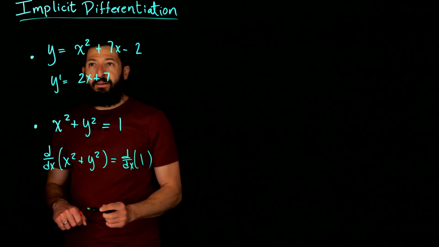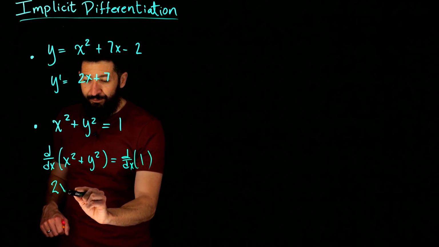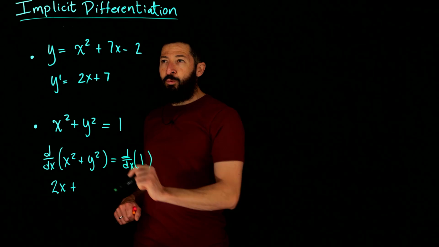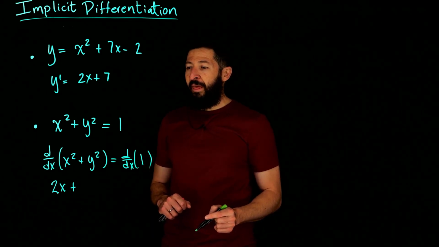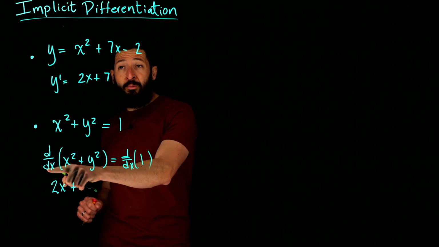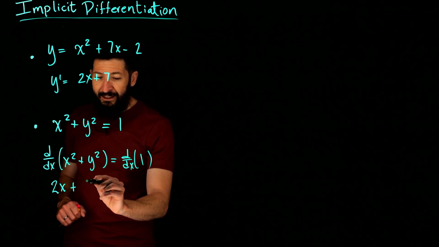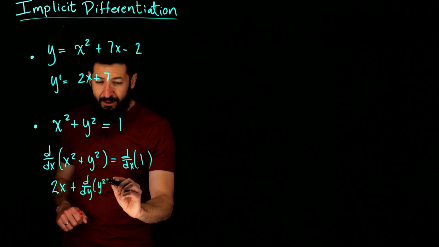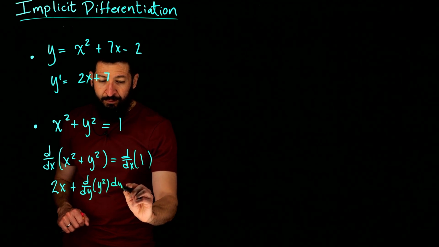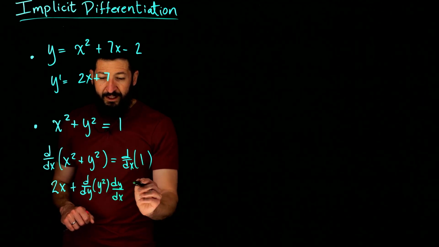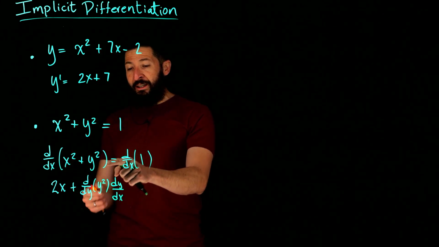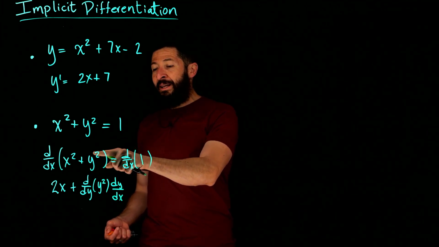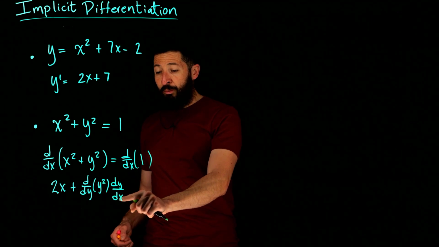And I get the derivative of x squared is going to be 2x plus the derivative with respect to x of y squared. I don't have the derivative with respect to x, but what I can do is I can take the derivative of this with respect to y, and then I pay with the derivative of y with respect to x. That's going to be the chain rule applied to this expression. You're taking the derivative of, say, the outside function is y squared, and then you pay with the derivative of the inside, which is going to be derivative of y now with respect to x.